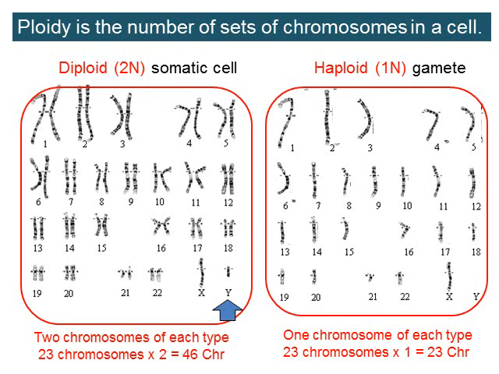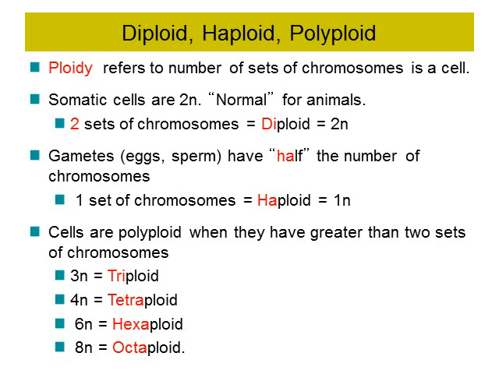So again, this is something called ploidy. Ploidy is the number of sets of chromosomes in the cell. We already said 2N. Diploid. We are all diploid animals. And then there's also haploid, which is the gametes, so eggs and sperm. Ploidy, again, so gametes have half the number, haploid, and cells may be polyploid if they have greater than 2 sets of chromosomes.